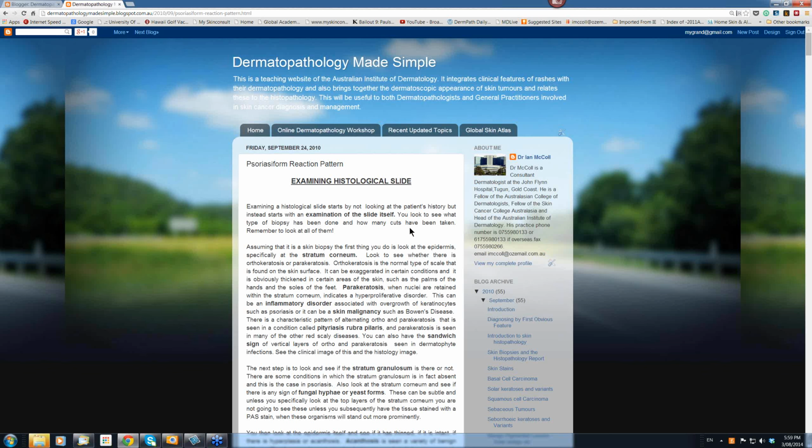You examine the slide itself, you look to see what type of biopsy has been taken, how many cuts have been done, and try and look at all of them if you can. First thing you do is look at the epidermis, especially the stratum corneum. And that's certainly the case if we're talking about psoriasiform reaction patterns. You're looking at something happening in the epidermis, so you start at the top down.